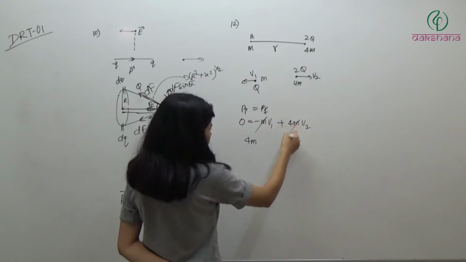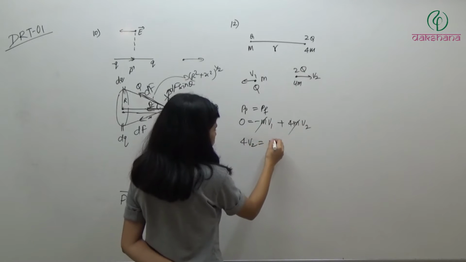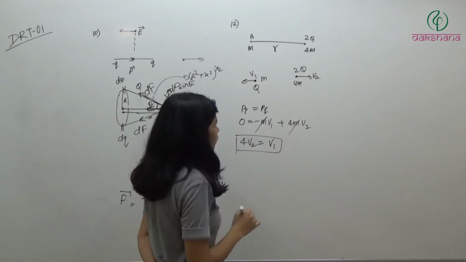The m will get cancelled. So we have 4v2 is equal to v1.